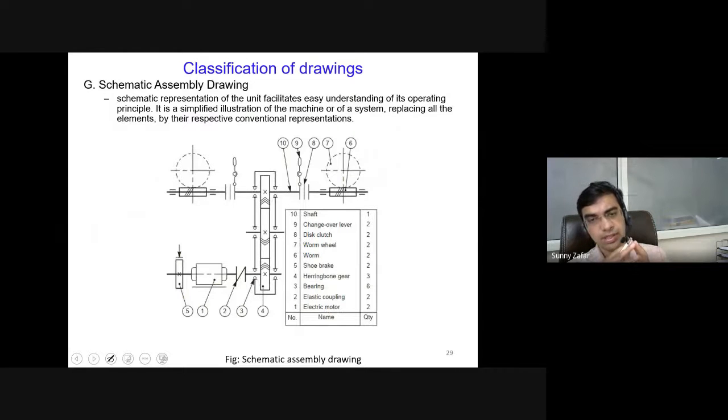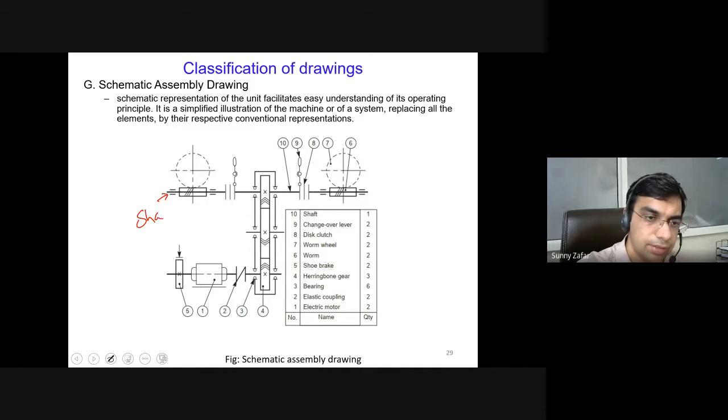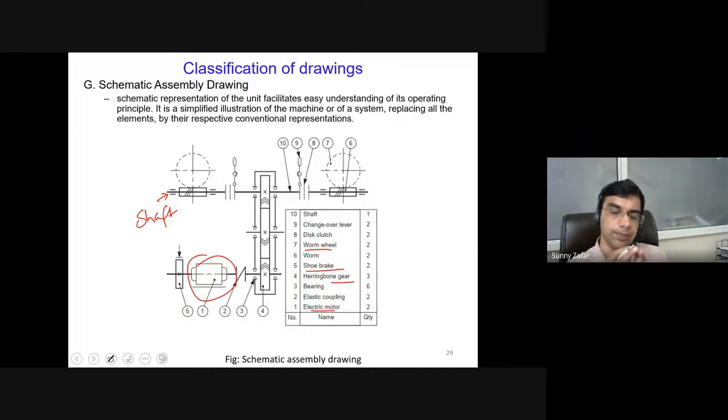So in the schematic assembly drawing, as the name itself is indicating, we have a schematic of each part. So there is a standard list of different components using their standard schematic. Shaft is shown using a bold line. Then we have the clutch, the worm wheel, the shoe brake, the gears, then the electric motor. So they are shown using their schematics, not the actual views or actual orthographic projections. So the schematics are sufficient to understand the basic operating principle.